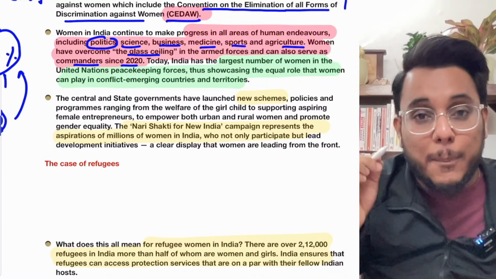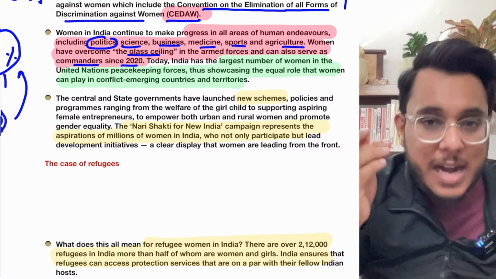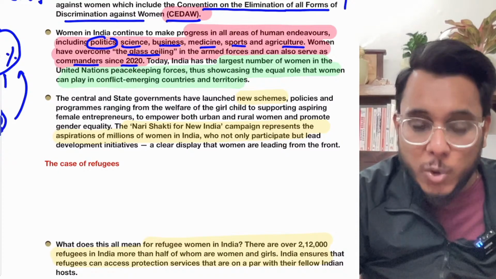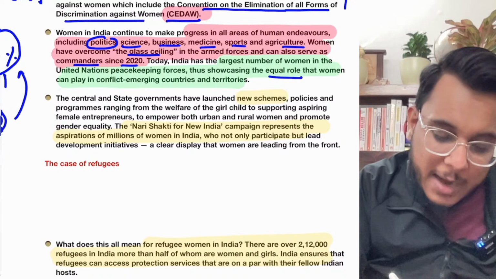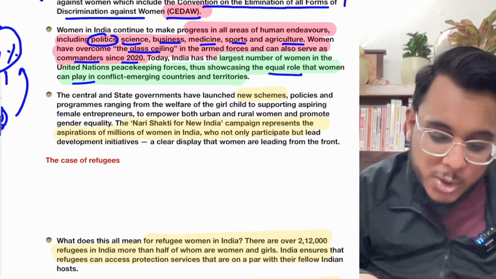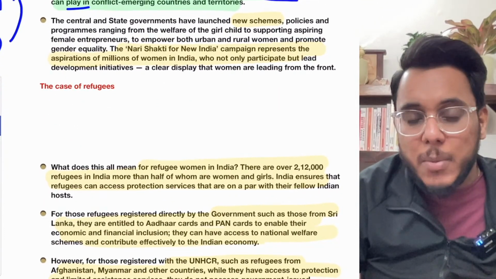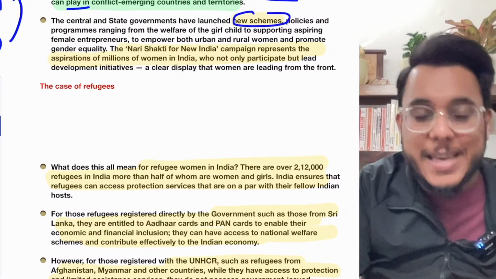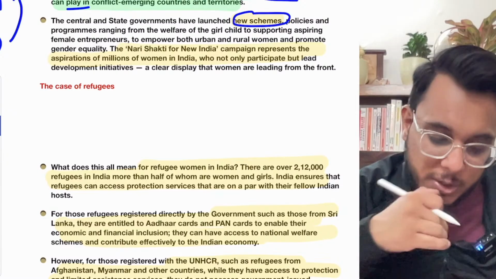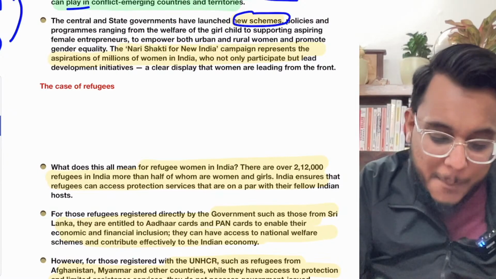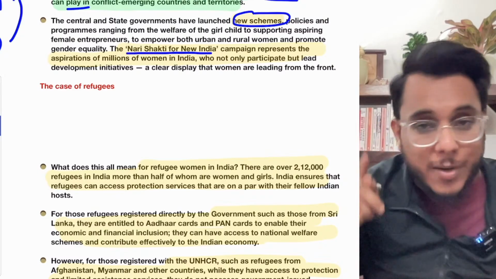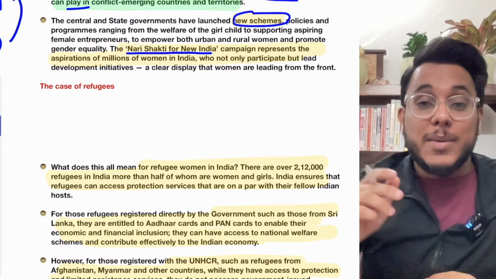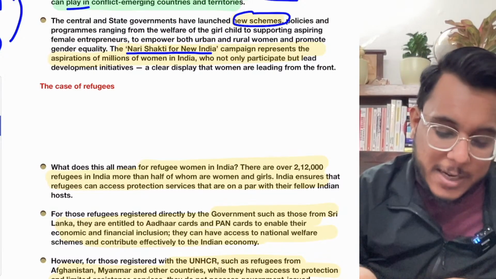And when we talk about the UN peacekeeping forces, where India contributes a large number of troops, women have been given an equal role. After that, the government has come out with multiple new schemes, bills, laws, institutions. The government is running the campaign of Nari Shakti for New India. The government is moving from women-centric development to women-led development. That is something we can see.